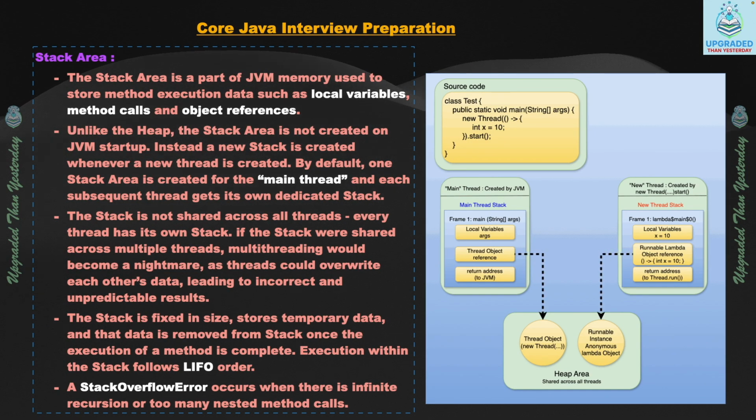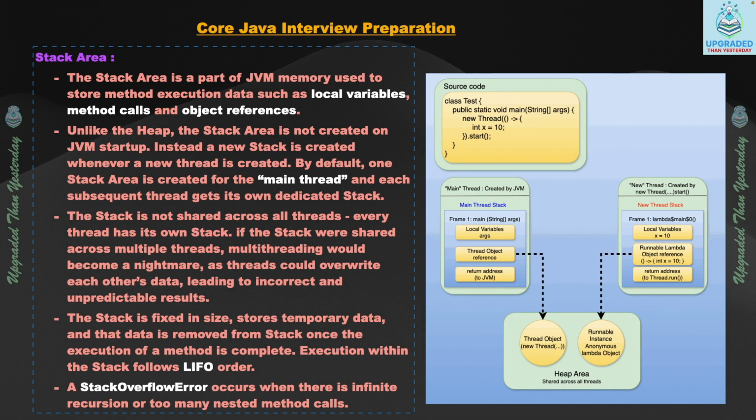The JVM will create a separate stack for each of these threads. In the main thread stack, the following information is stored: the local variable args of type String array, the Thread object reference, and the return statement information. In the new thread stack, the following information is stored: the local variable x equal to 10, the Runnable object reference, and the return statement information.